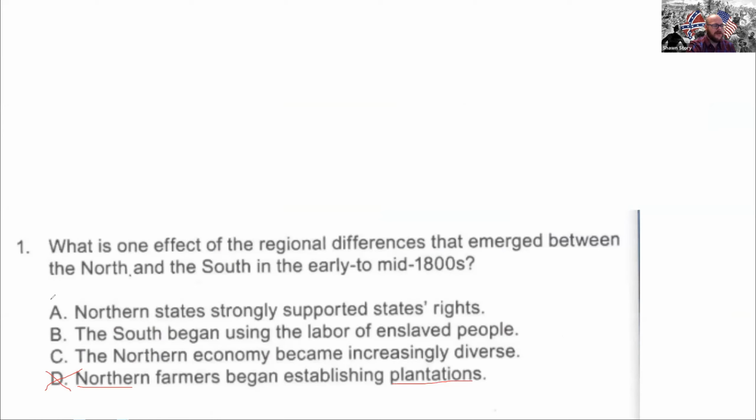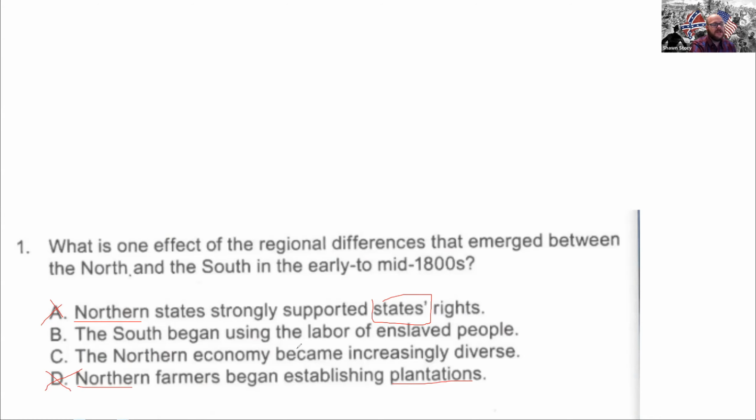I'm also going to eliminate A, the North supporting states' rights. That's not true. The North was interested in population. The South was interested in states. The South, having fewer people, was like, no, a state is just as important as any state because they're a state. And the North was like, well, we have a lot more people. We have places like New York City, Boston Harbor, so they should be focusing on population, not whether you're a state or not. So we have B and C.